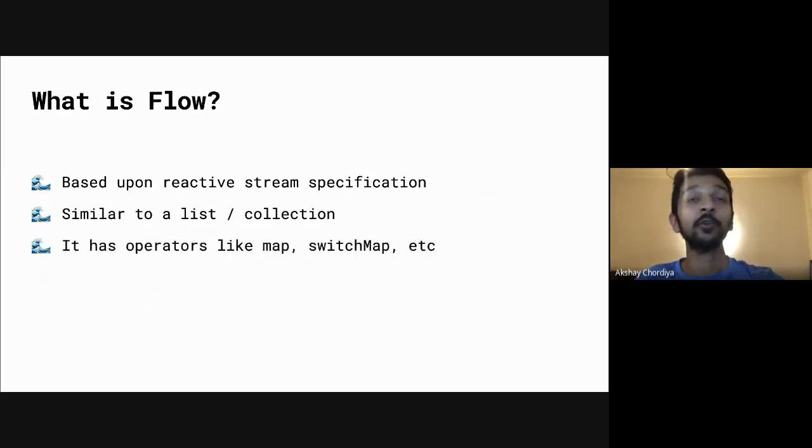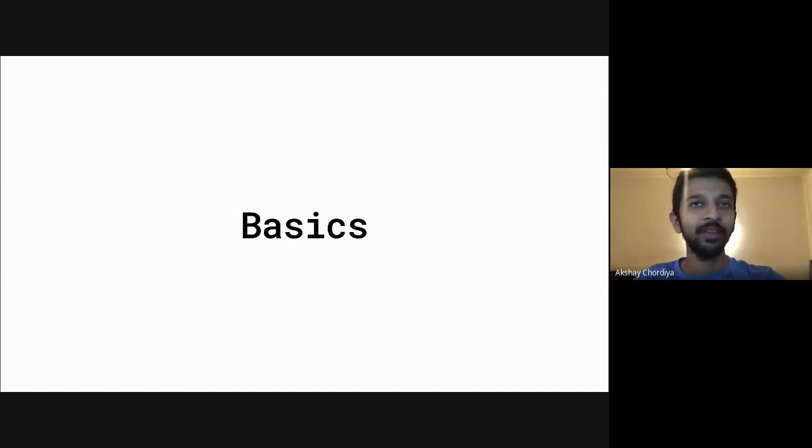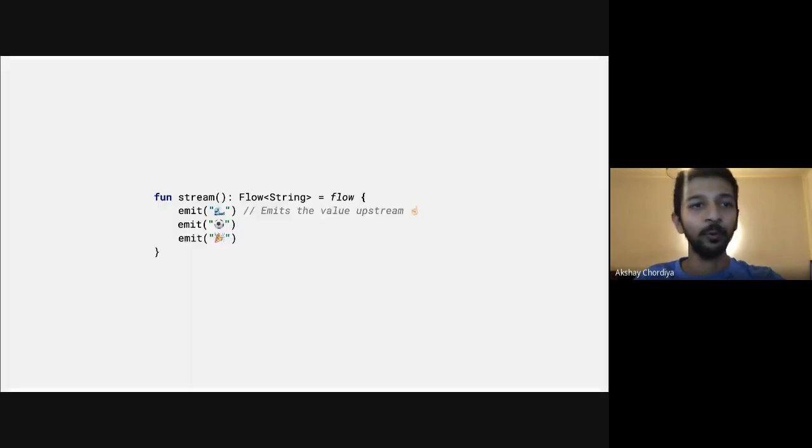Similar to a list or collection, it also has all the operators like map, switchMap, etc. And it's built on top of coroutines. And the important thing is that it's cold in nature, unlike coroutines. So let's look at some basics of Flow.